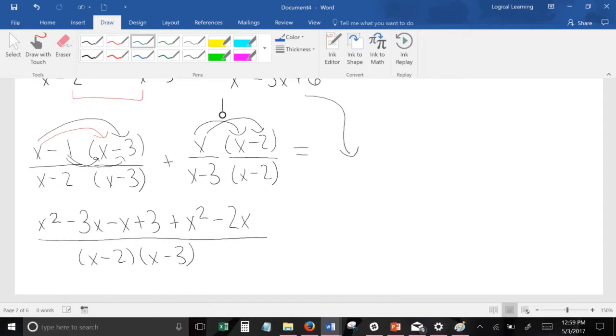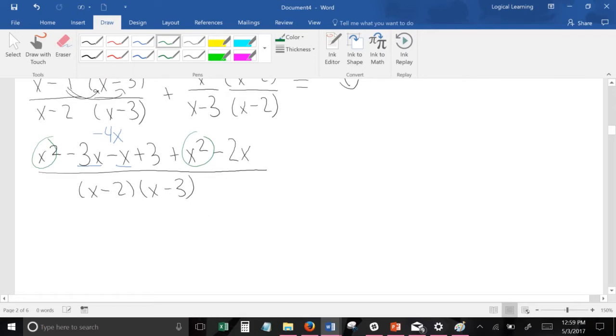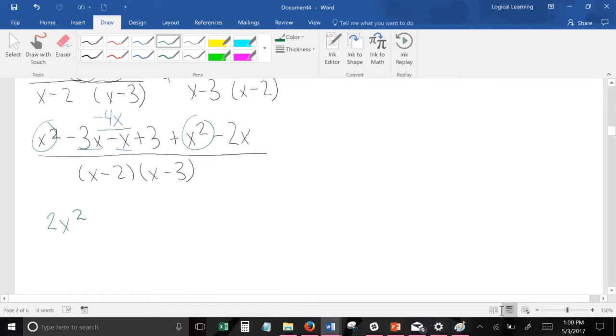Well, if we look at negative 3x minus x, it's going to give us negative 4x. And then we see we have two x squared terms. Well, that'll give us 2x squared. Then we have a negative 4x and a negative 2x, so that will give us minus 6x. And then lastly, we can keep the plus 3.